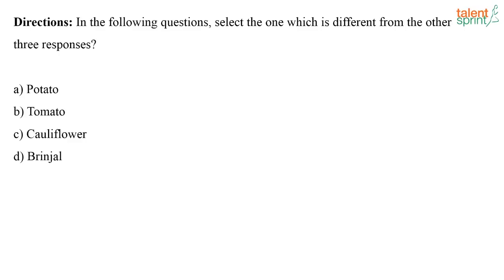In the following questions, select the one which is different from the other 3 responses. Potato, tomato, cauliflower, brinjal. Very easy. Correct answer is potato, right? It grows underground. Everything else grows above the ground.